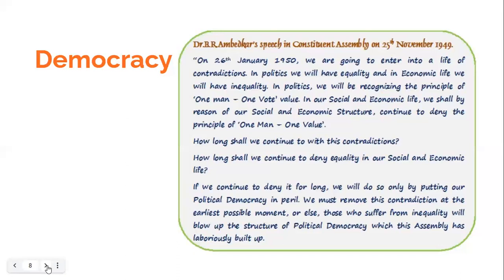He is saying that at the earliest we should bring in social democracy and economic democracy. He's not saying how. That has to be ultimately decided by democratic politics. But he's saying that we need to remove this contradiction, we need to remove the suffering which arises because of inequality. Those who suffer from inequality otherwise will blow up the structure of political democracy, and that is not acceptable because we had labored a lot in writing this constitution. So that is what Dr. Ambedkar told when he spoke in the Constituent Assembly after finishing writing the Constitution of India.